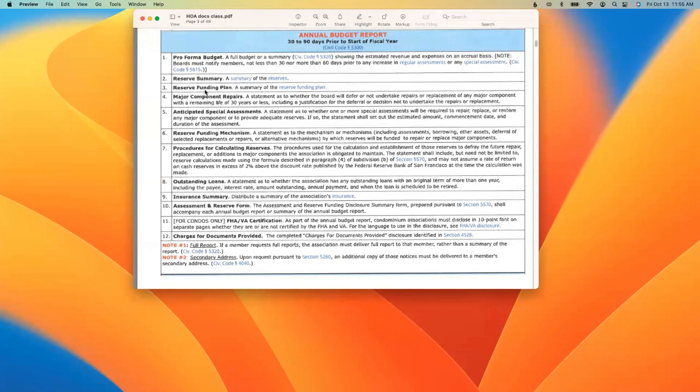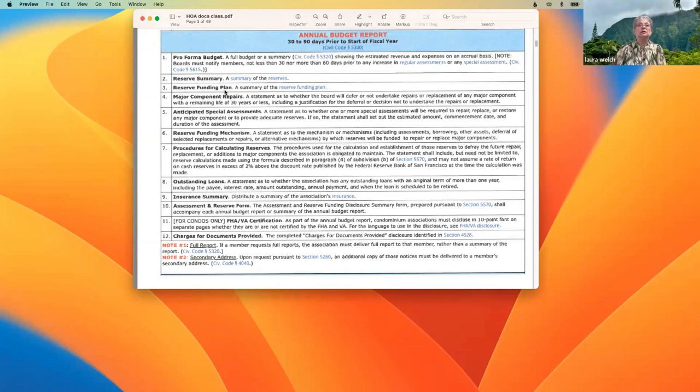The funding plan, major component repairs. So if they have decks that they have to repair, that's going to be itemized. So this should all be there. And it says it's annual, and this is under Civil Code 5300. Gotcha. Is the budget report the same thing as the reserve study? It's the same thing, yeah.